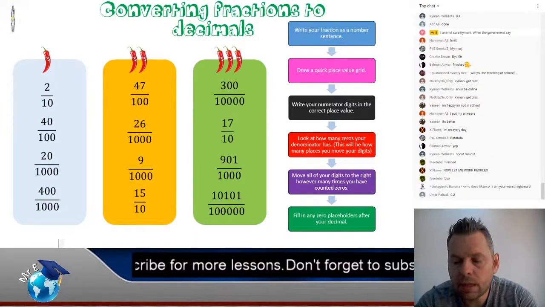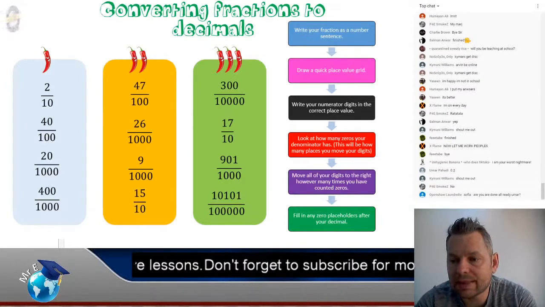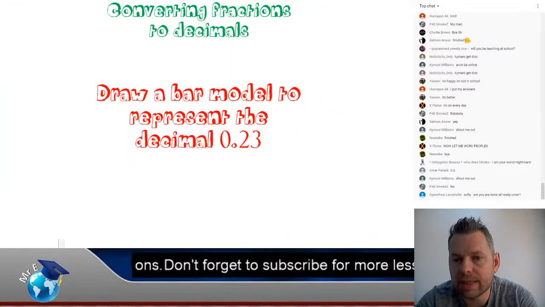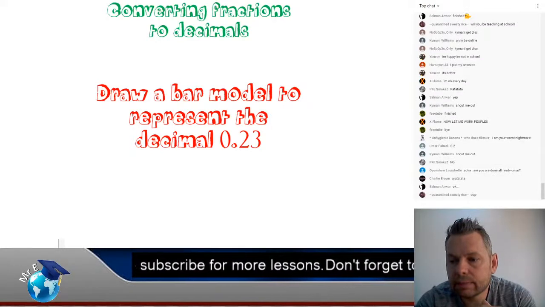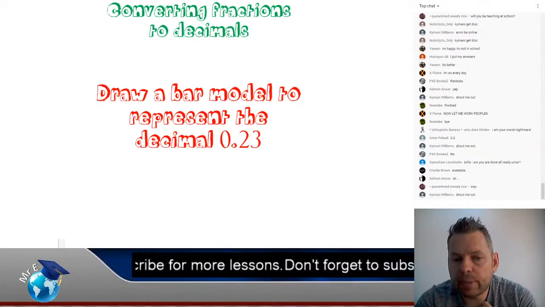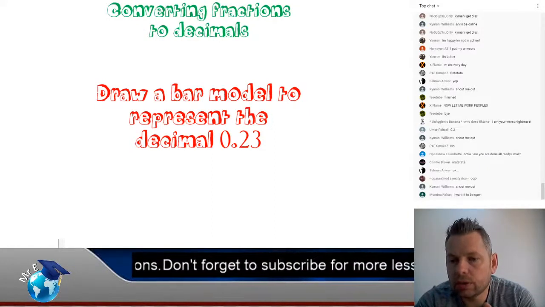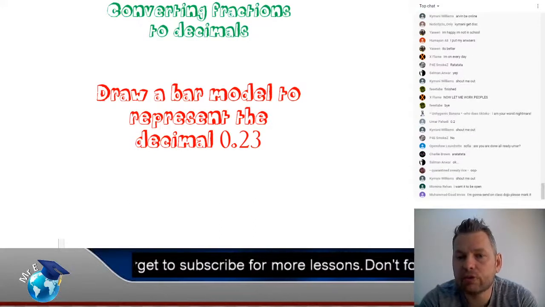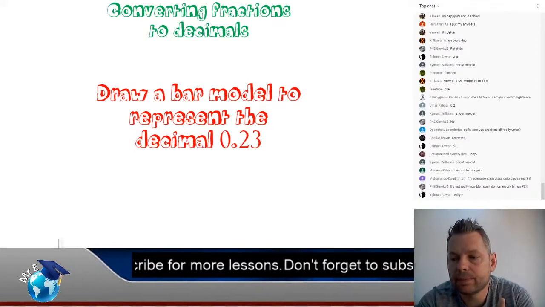Okay. The last thing I want you to do, and the last challenge I want you to do, and I want you to send me this as a picture on Dojo, is I want you to draw a bar model to represent the decimal 0.23. Okay. So draw me a bar model to represent the decimal 0.23. Send it to me on Dojo, or you can put it on the class story, however you want to do it. But I'd really like to see a bar model that represents the decimal 0.23.